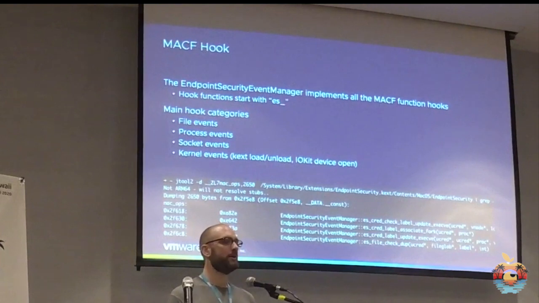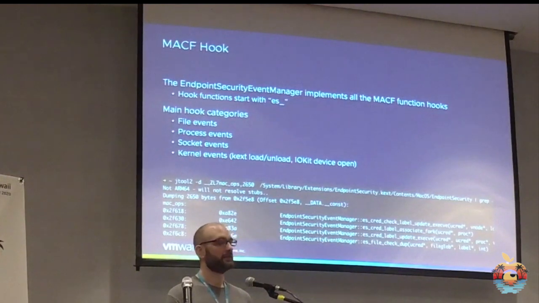There's really four main hook categories. There's file events, process events, socket events, and then a couple kernel events. I don't think anything too surprising when I looked at this and reversed into this. It's what I would expect for Apple trying to provide a public API essentially for security vendors to make endpoint security applications, endpoint security system extensions.